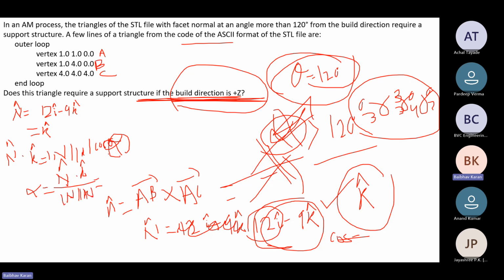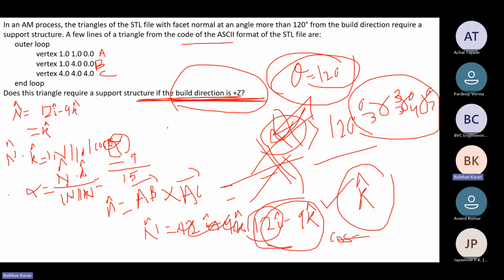What is n dot k? k is just k, and n is 12 i minus 9 k. The unit vector along the x direction will be 0. So it should be minus 9 upon the square root of 12 square plus 9 square, multiplied by 1 square. This will be the magnitude. So minus 9 upon 15. When you do this, you will be getting 15.